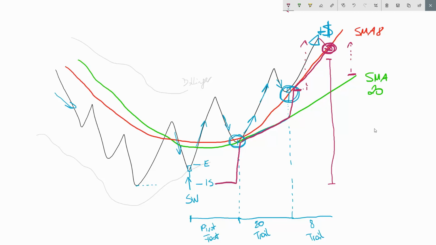Reaction at the SMA 20, switch to 20 trail and stick to it, and do not play around with it anymore. Do not push it back to pivot fast. You should have had a reason why you changed to SMA 20 and 20 trail, so stick to it.